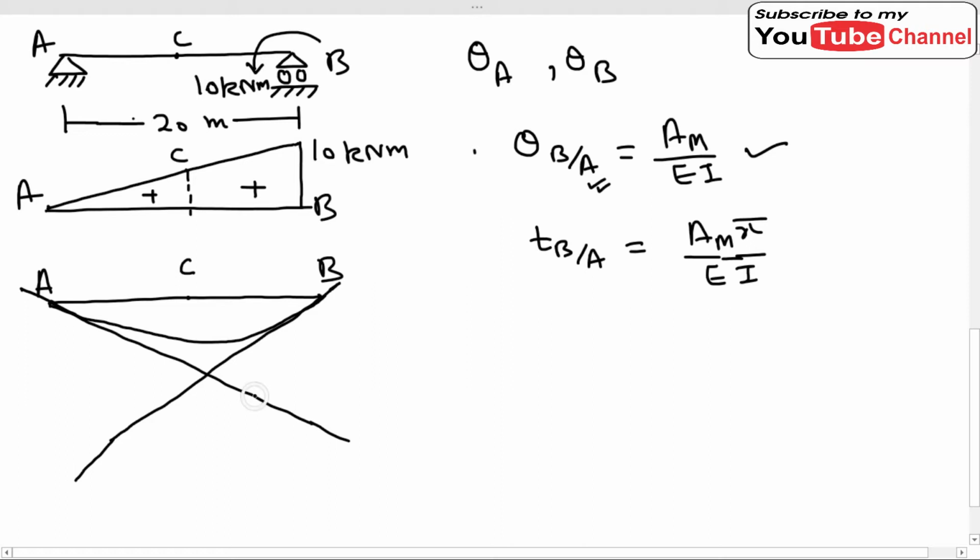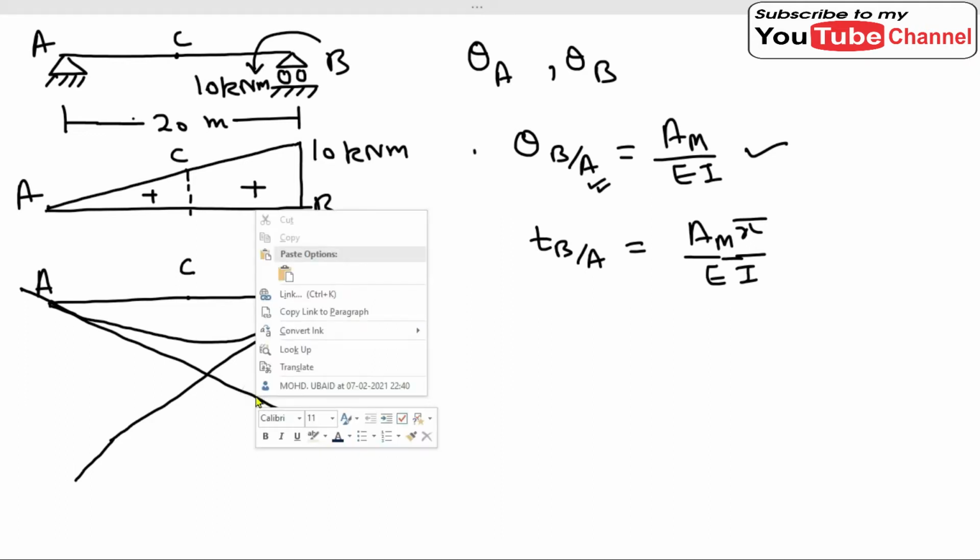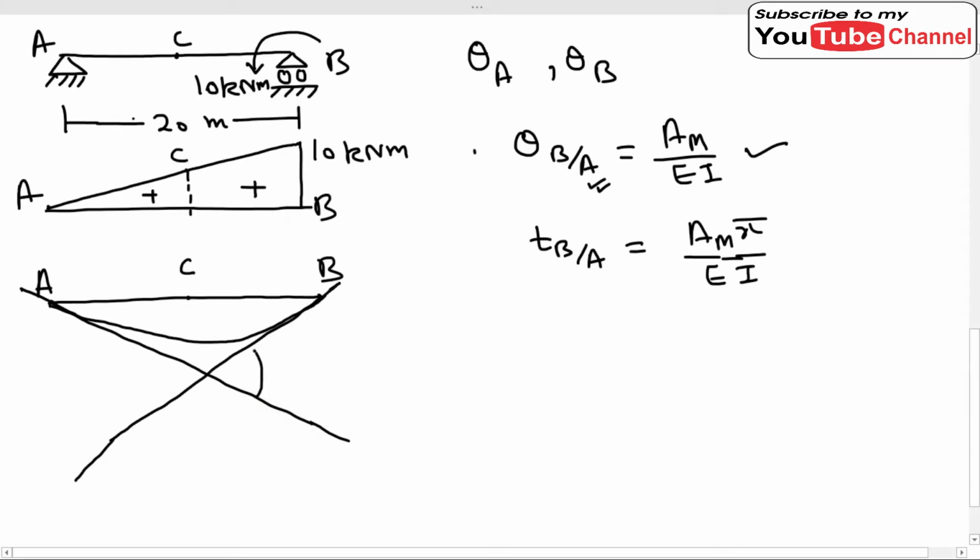Okay, now if I measure the angle from A, it will look like this, theta B over A. The angle will be measured from A, so this angle will be positive because we are measuring in the anti-clockwise direction, as we have learned in our sign convention, that we will treat this type of angle as positive. Okay, so theta B over A will be positive. Now the question arises: we want only theta A and only theta B, we don't want this theta B over A. So how are we going to find theta B and theta A?